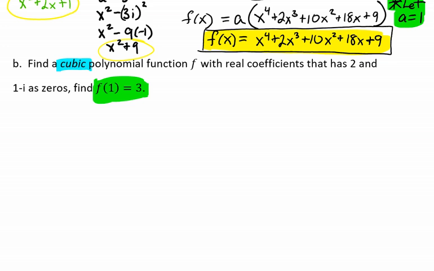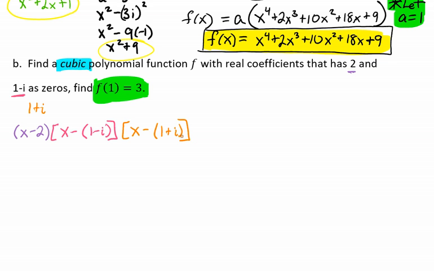So right now we're going to see that we have a few different values. We have 2. We have a 1 minus i, which means that technically we also have a 1 plus i. So let's write these as factors. So we're going to have x minus 2. This one's actually going to be a little bit different because we have a 1 minus i. So it's going to go x minus 1 minus i. And then we're going to have an x minus 1 plus i.